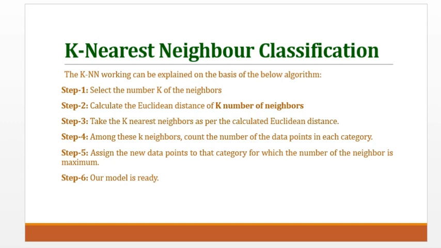First, we select the number of neighbors. Then we calculate the Euclidean distance to the k number of neighbors, and then we take the k nearest neighbors as per Euclidean distance. Among these k neighbors we count the number of data points and assign the new data point to the category for which the number of neighbors is maximum. We will see this in more detail.